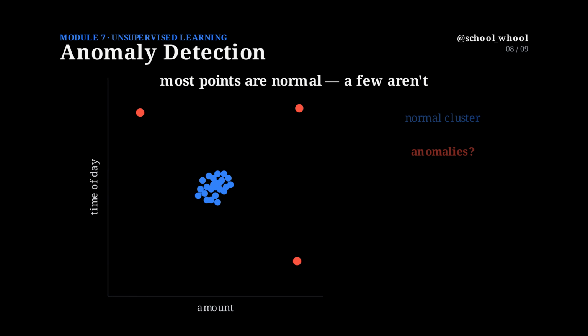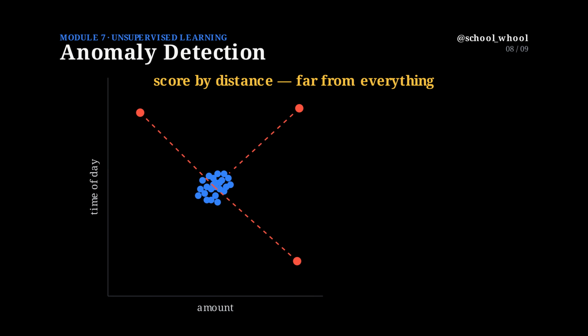The simplest instinct is distance. A normal point has plenty of close neighbors. An anomaly is far from everything. So we can score each point by how far it lies from the bulk of the data, and flag the ones that are unusually distant.